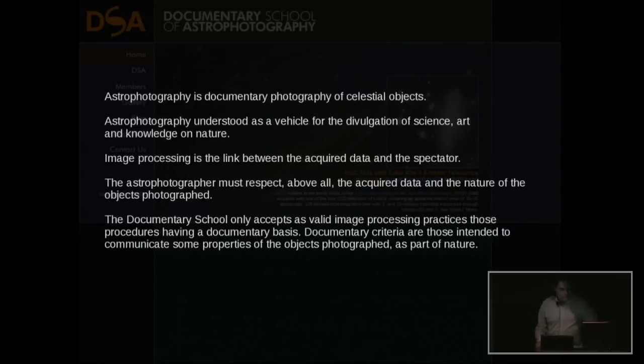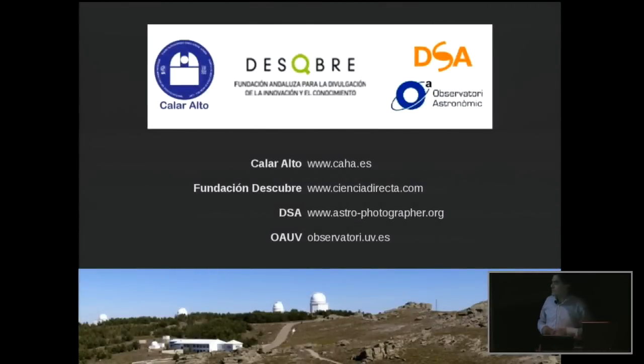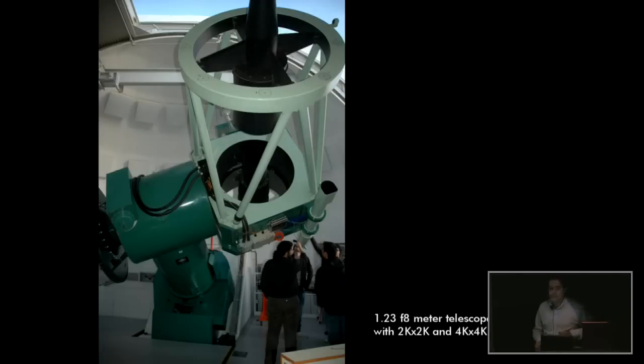Well, one of the first projects we had in the documentary school was an astrophotography project at Calar Alto Observatory. Calar Alto ordered a photographic work with their telescopes. And this is a very unique project because it is the first astrophotographic project to have direct access to the observational time of professional telescopes. We have around 50 nights per year on this telescope, a 1.2 meter telescope.